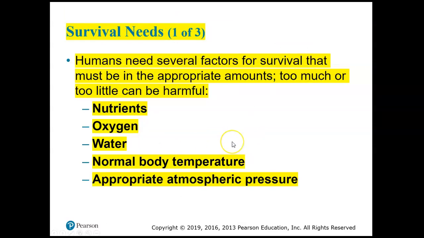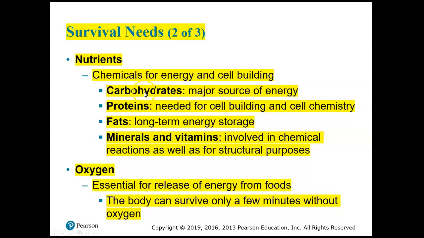Okay, so make sure you know the name of the 11 organ systems and just be able to generally describe them and the primary components of each one. Now, this next slide, we're talking about survival needs of humans. So humans need nutrients, oxygen, water, a normal body temperature, and appropriate atmospheric pressure. For nutrients, humans need a combination of carbohydrates, which is primarily for quick energy, proteins, fats, which are more for long-term or energy storage, and minerals and vitamins.